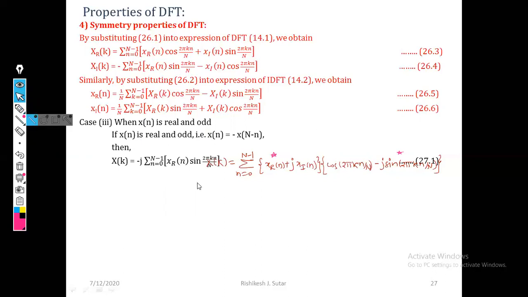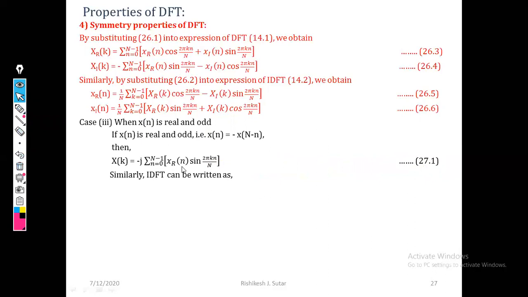Okay. Similarly, if I have this equation as a DFT, I can find its IDFT. If I find this IDFT, x of n will come here, and I will get this as an equation for the IDFT.